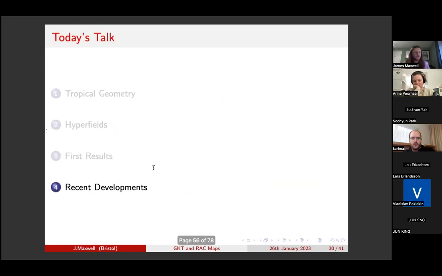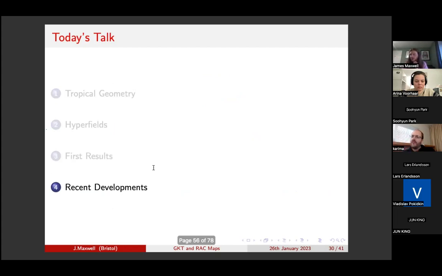This came to the project towards the end of my PhD, and then I met with Ben Smith from Manchester, who works in tropical geometry as well. We started discussing some ideas, and there were some other recent developments in the area that related to this work. We're currently working on another project to answer that question from two slides ago: are there any more RAC maps? Can we go even further and replace T with more general hyperfields?